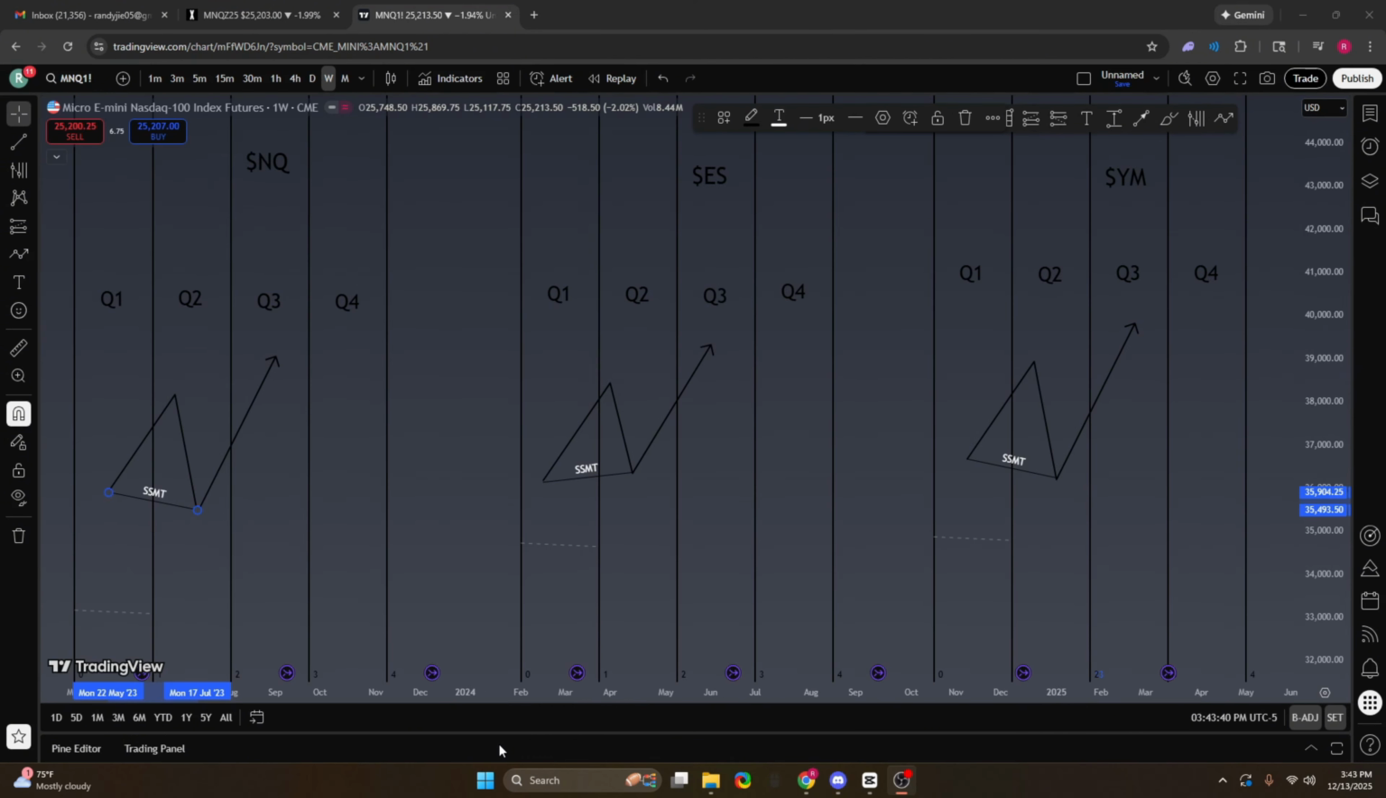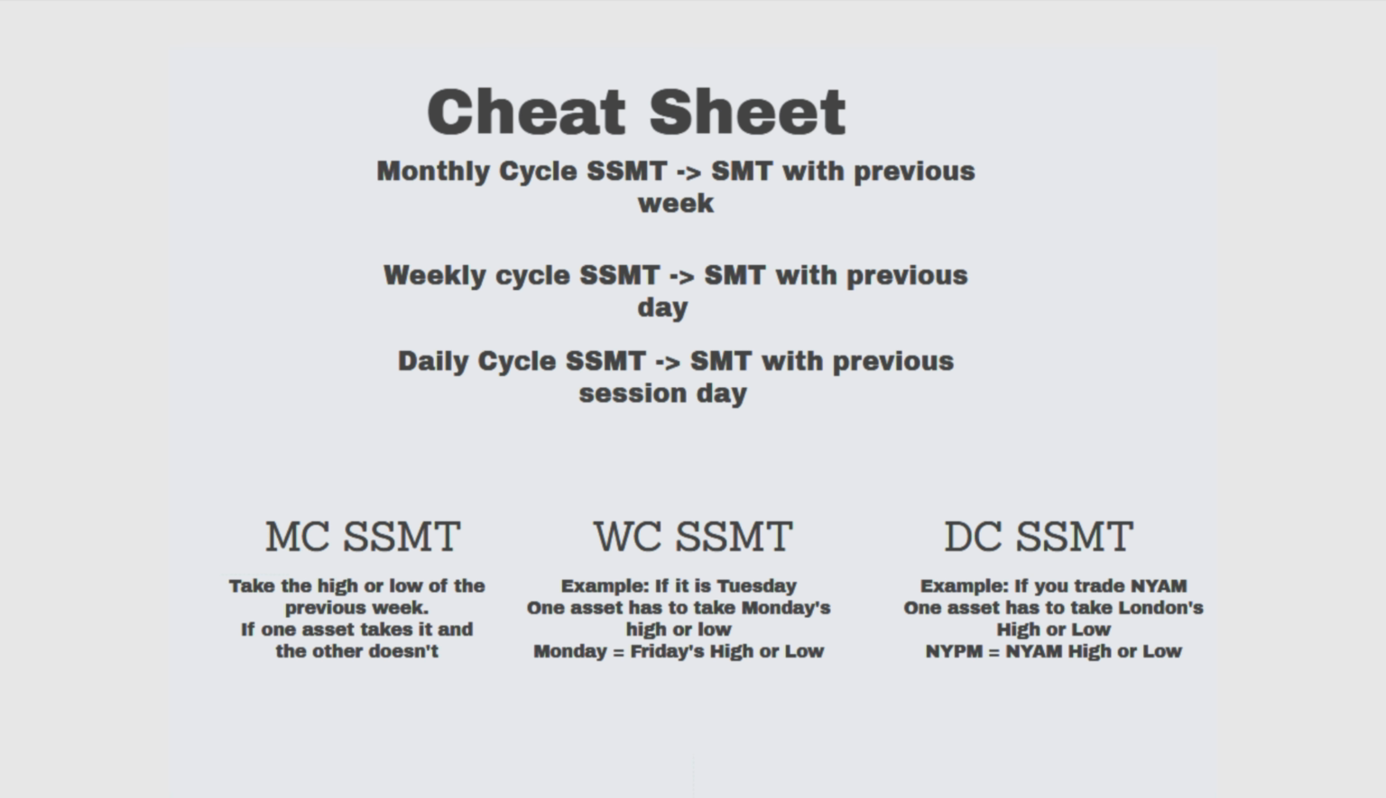I like using sequential SMT because it filters out all the unnecessary SMTs that appear. And that's not to say that regular SMT doesn't work, but I find that sequential gives me a lot higher probability SMTs. Here's a quick little cheat sheet I made.